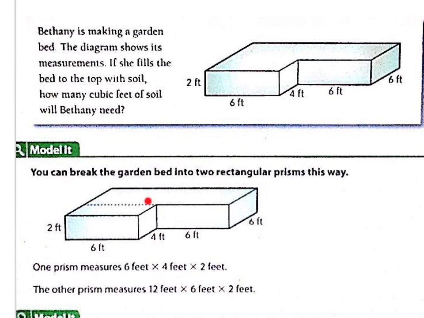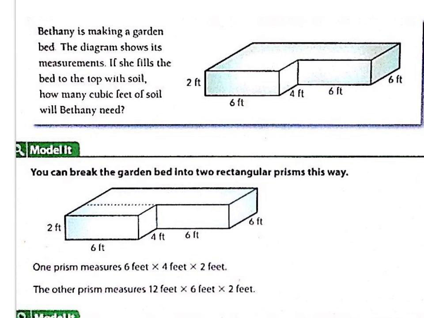The prism that is right here, if you notice the measurement, the length is 6. That's very obvious. It's marked. The width is also marked 4. The height is 2. So this one's very obvious to figure out what the measurements are. So this is 6 by 4 by 2. 6 times 4 is 24 times 2 is 48.